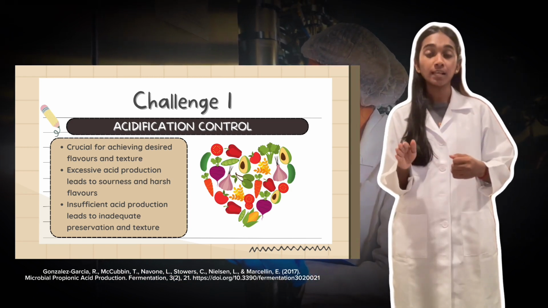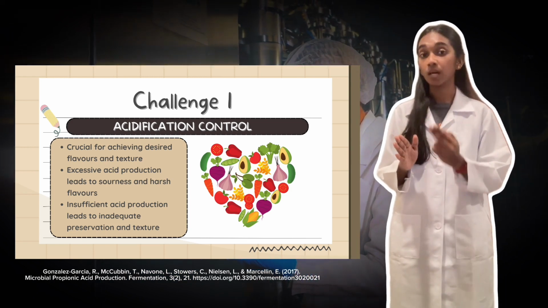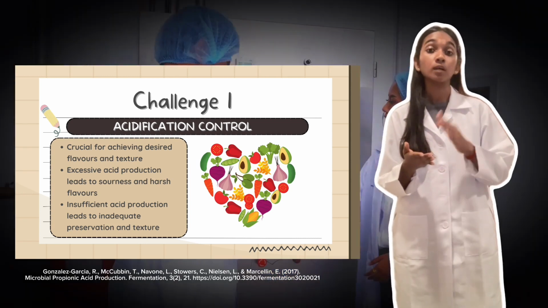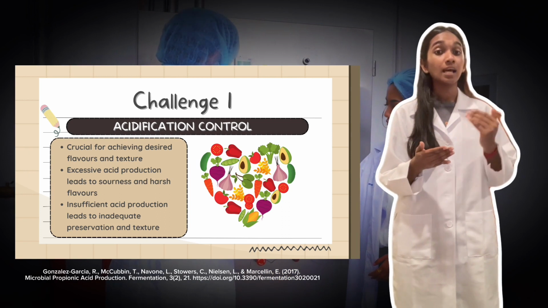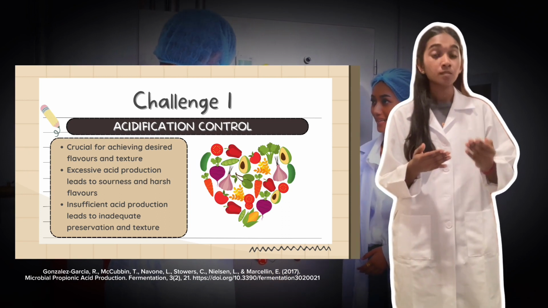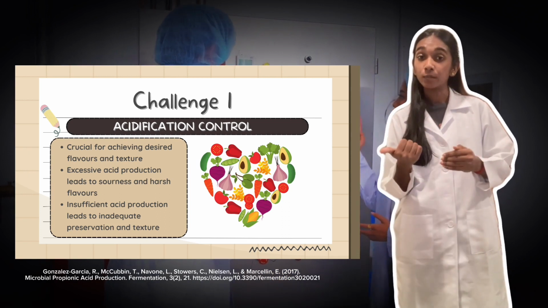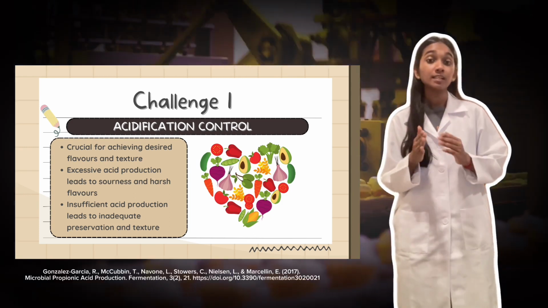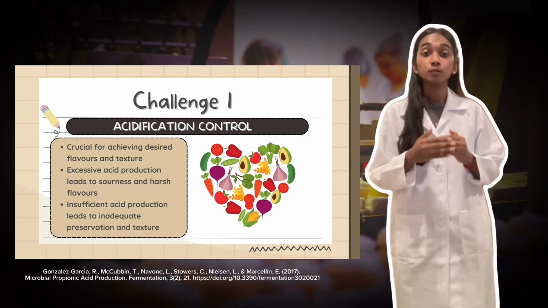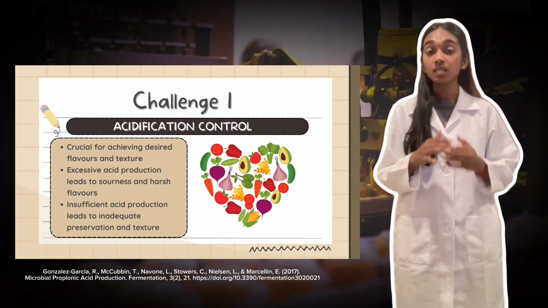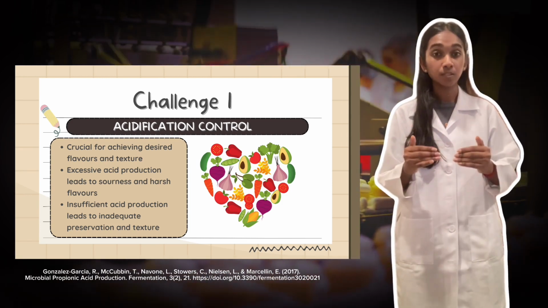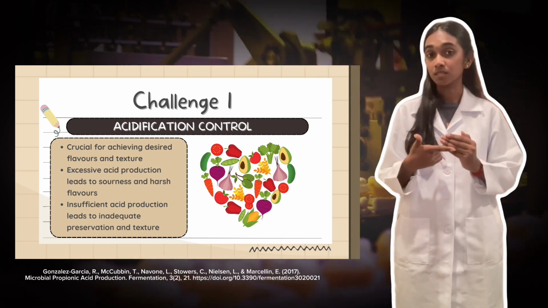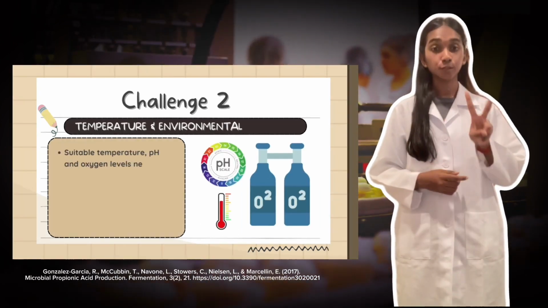On one hand, if there's excessive acid production, it could result in sourness and harsh flavors. On the other hand, if there's insufficient acid production, it would lead to inadequate preservation and inadequate textures. Finding the right balance to control this acidification process is very important, and it requires a lot of monitoring and adjustments.